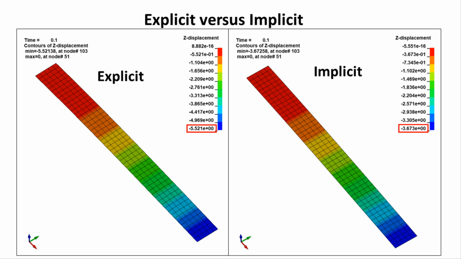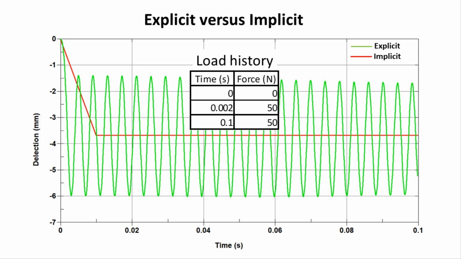This is the comparison of the beam deflections obtained using different analysis methods. The deflection obtained using explicit is much larger than the theoretical solution, while the value obtained using implicit method is very close to the theoretical solution. If we check the deflection history, we find that the beam deflection solved by explicit is not stable, it is in vibration mode. The beam deflection solved by implicit is very stable.